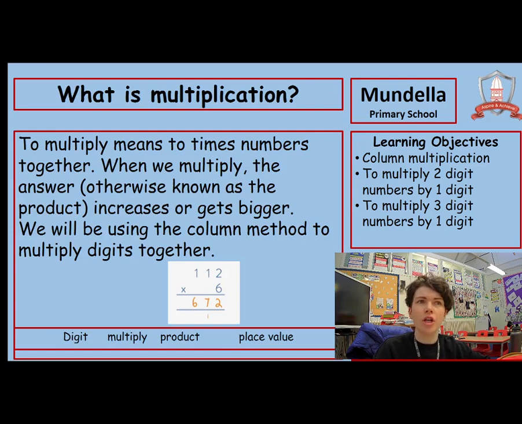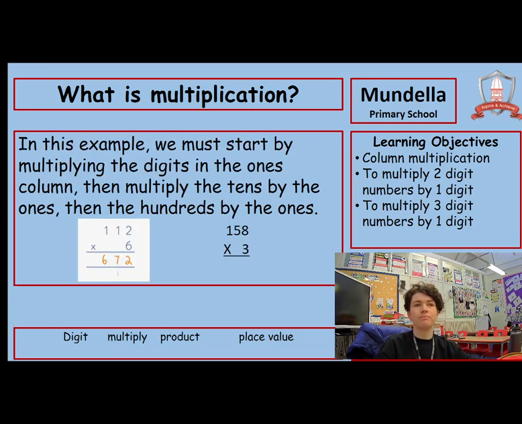What is multiplication? This is the key part of our lesson. This is where I will explain the method to you. To multiply means to times numbers together. When we multiply, the answer, which is otherwise known as the product, increases or it gets bigger. We will be using the column method to multiply digits together.